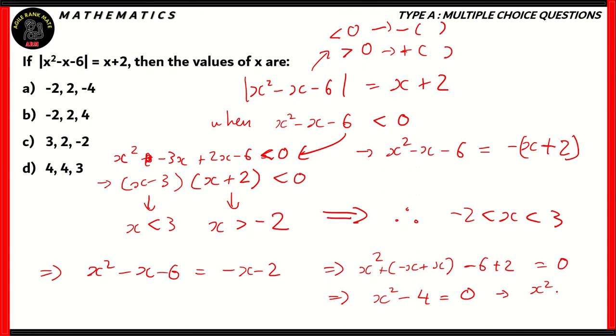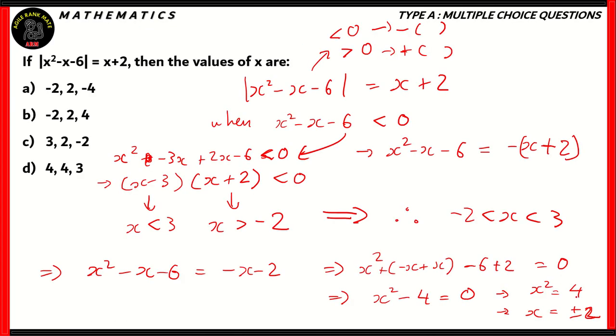That means x squared equals 4, and x would be equal to plus or minus 2. So we get two solutions. We need to find out if those two solutions satisfy the limit. Now the limit here says that minus 2 is less than x, less than 3. So x equals 2 lies in this domain. All right, so we have two values here, x equals plus 2, x equals minus 2.